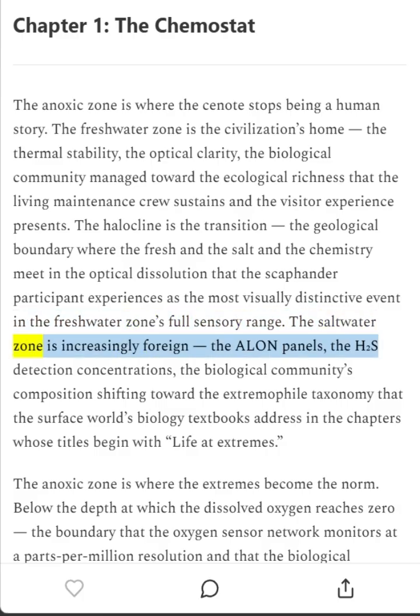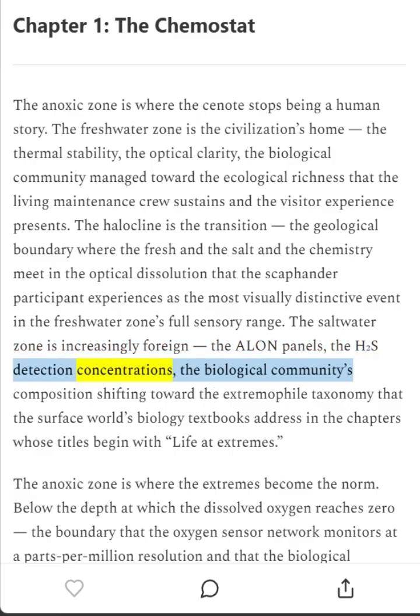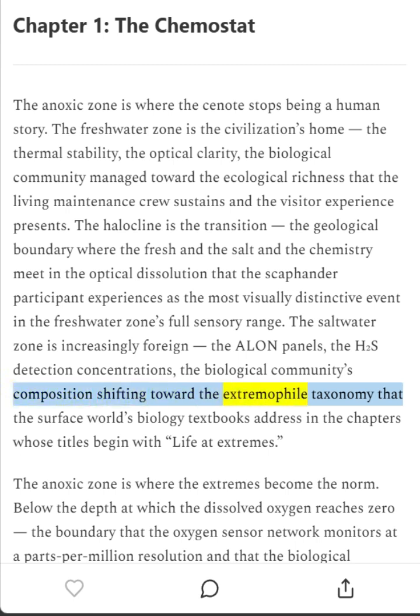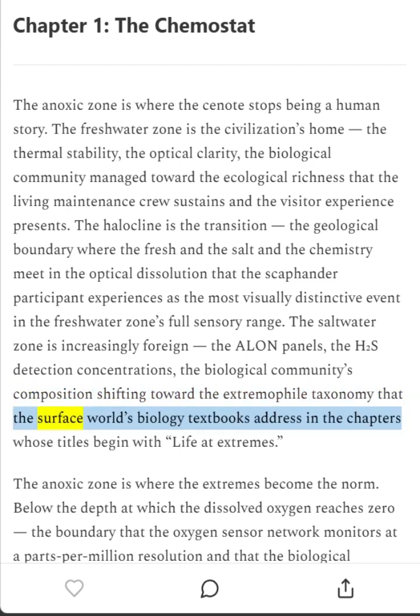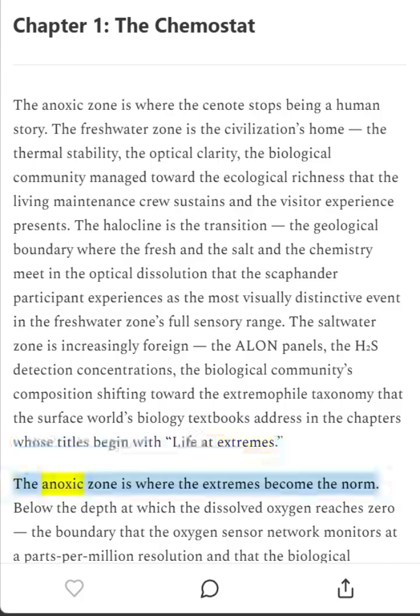The saltwater zone is increasingly foreign, the alone panels, the H2S detection concentrations, the biological community's composition shifting toward the extremophile taxonomy that the surface world's biology textbooks address in the chapters whose titles begin with life at extremes. The anoxic zone is where the extremes become the norm.